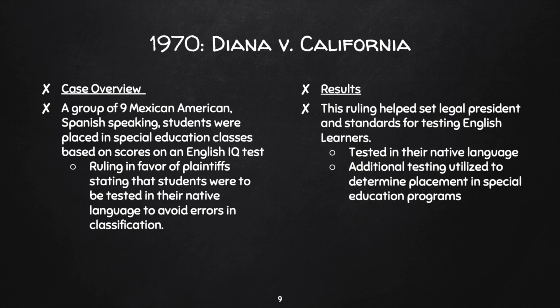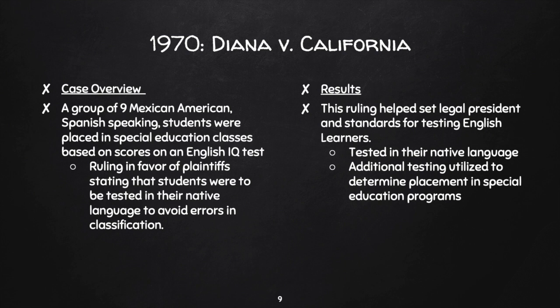One of the first cases was in 1970, and this case was Diana versus the State of California. Just a quick case overview, and then we'll discuss the results and how this affected bilingual education. This is how we will discuss all key pieces of litigation that concern bilingual education. So with this case, there was a group of 9 Mexican-American Spanish-speaking students in the state of California.